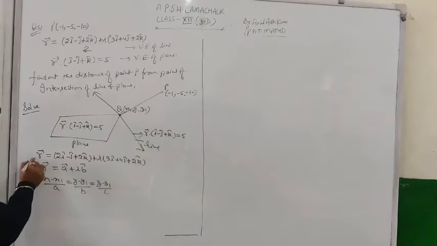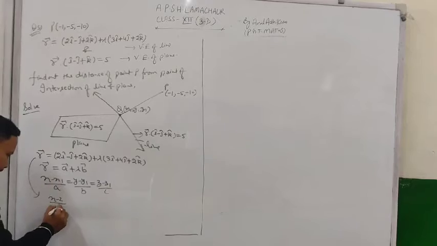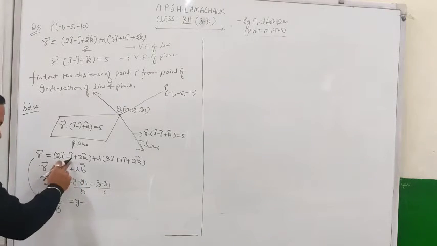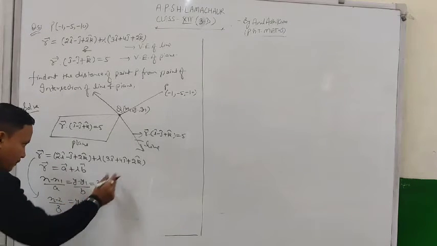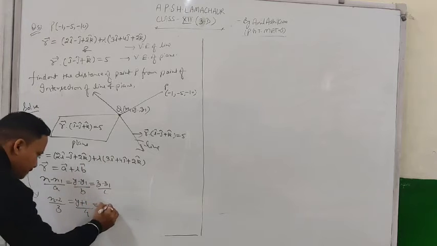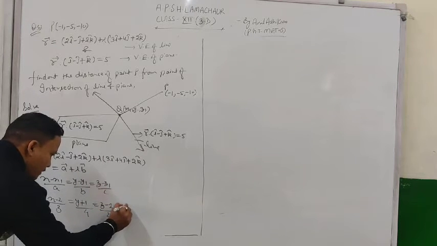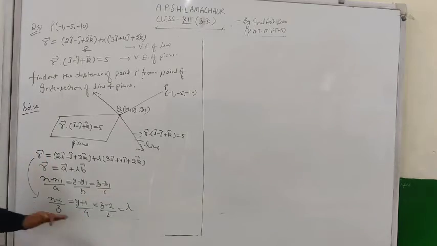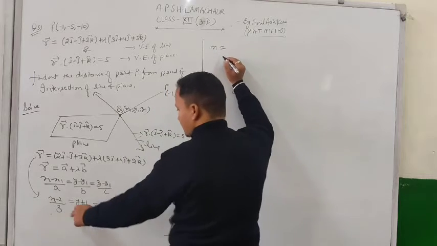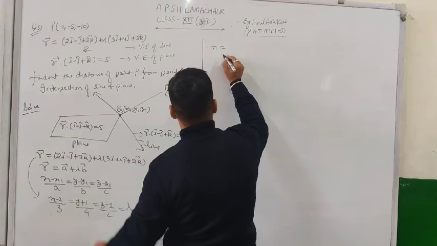So our equation in Cartesian form will be x minus 2 upon 3 is equal to y minus b, the value of b is -1 here, you can check, so this will be y plus 1 upon 4 is equal to z minus 2 upon c, and let it be some constant lambda. Now we can find the value of x. The value of x is 3 lambda plus 2.